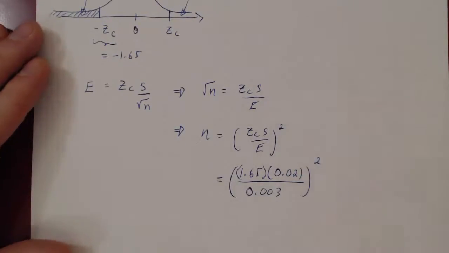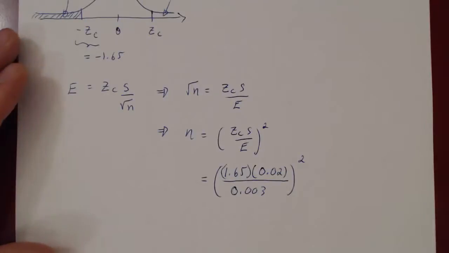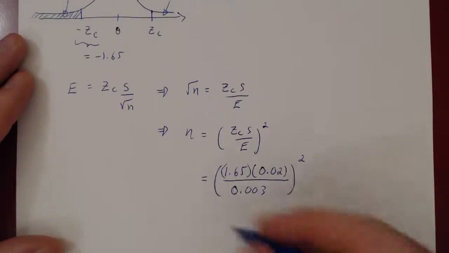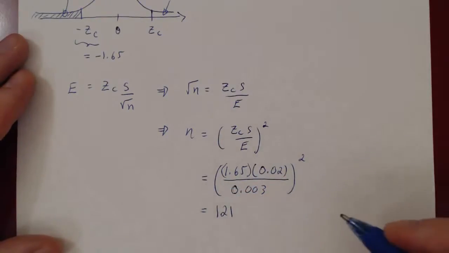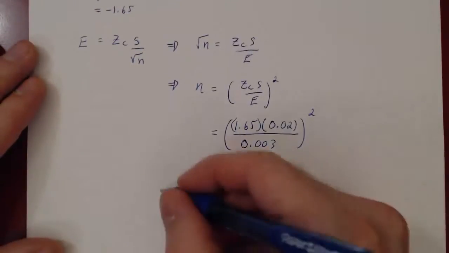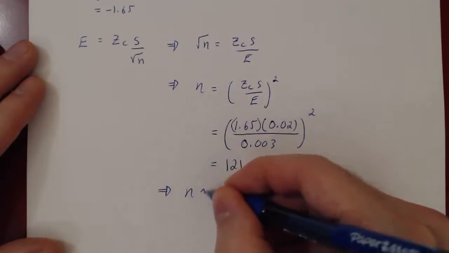So let's compute now. So 1.65 times 0.02 divided by 0.003, you get 11. Quite surprisingly, exactly 11. And if you square 11, you get 121. And that's your answer.